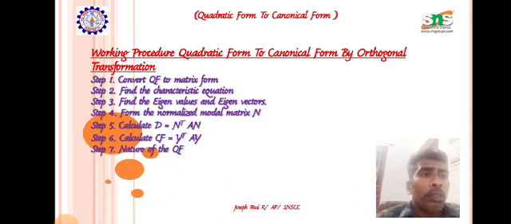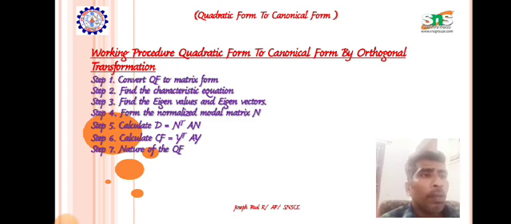So this is the working procedure for the quadratic form to canonical form. First, the quadratic form is converted into matrix form. Next, we find the characteristic equation, which we have already discussed in the previous class, to find the eigenvalues and eigenvectors. Then we find the normalized model matrix N, and we calculate its diagonal value by taking the formula N transpose A N. Then we find the canonical form, defined as CF, Y transpose D Y. Then we find the nature of the quadratic form.